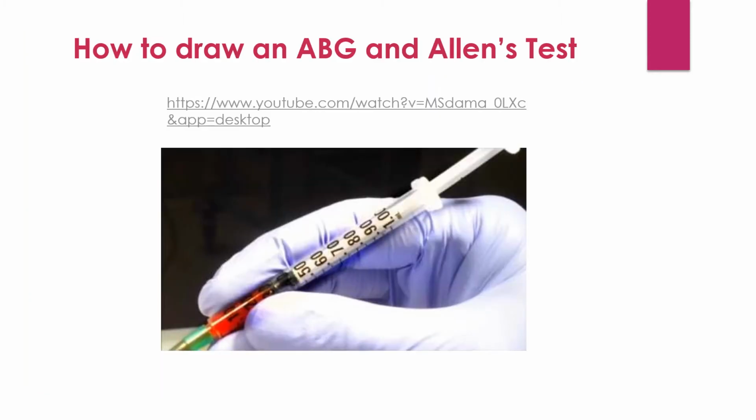This video shows you how to draw an ABG and the Allen's test. The Allen's test is done to determine if the hand has additional arterial blood supply in case, during the ABG, the artery clots or is being used, to ensure that the whole hand has enough blood supply during the test. So that's why you do the Allen's test, and then it shows you all the steps to draw an ABG.